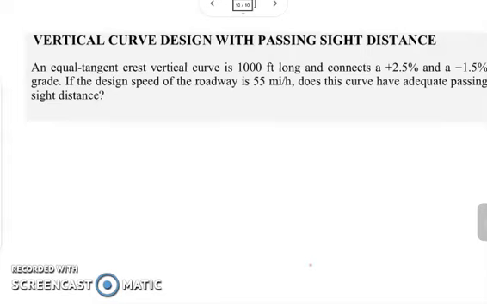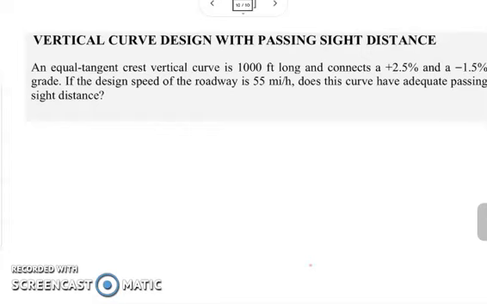Okay, to continue, we have a problem. An equal tangent crest vertical curve is 1,000 feet long and connects a 2.5% and a negative 1.5% grade. If the design speed of the roadway is 55 miles per hour, does this curve have adequate passing sight distance? So we're going to investigate whether the given design for that particular curve is adequate for a passing sight distance.